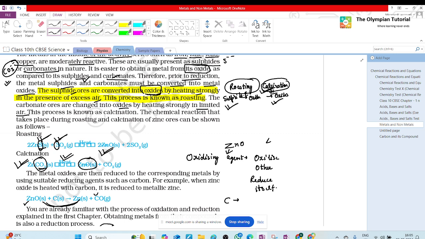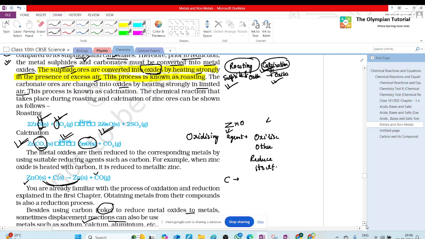The chemical reactions that take place during roasting and calcination of zinc ores can be shown as follows. The metal oxides are then reduced to the corresponding metals by using suitable reducing agents such as carbon. For example, when zinc oxide is heated with carbon, it is reduced to metallic zinc.